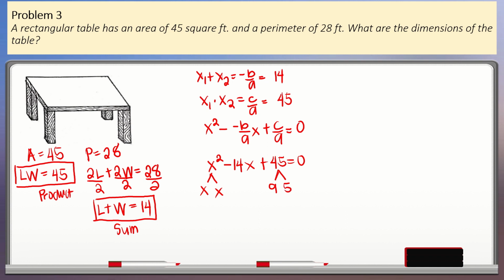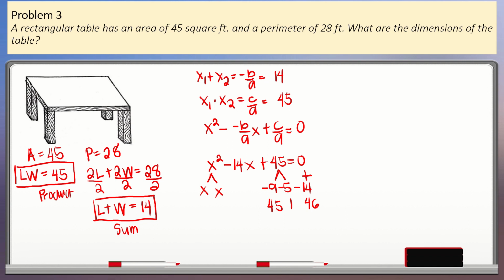We also have 45 times 1. So let's assume that these are all the factors. Next, we're going to add 9 plus 5, that is 14, and 45 plus 1 is 46. Meaning to say, we're going to use this 9 and 5, but what we need to do is make it negative 14. So by making the factors both negative, when you add these two, we'll have negative 14. When you multiply negative 5 and negative 9, that is positive 45.